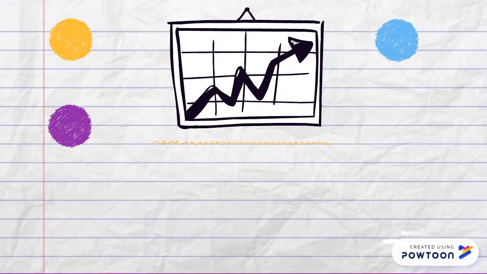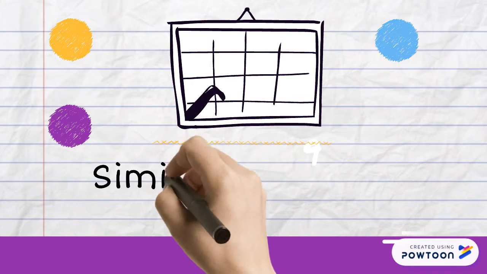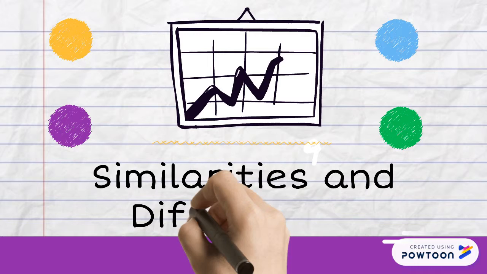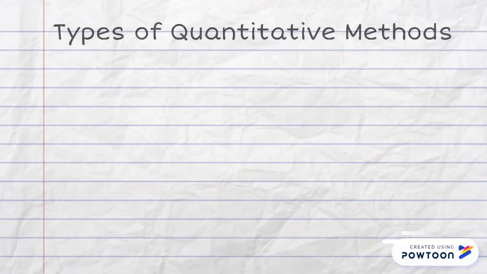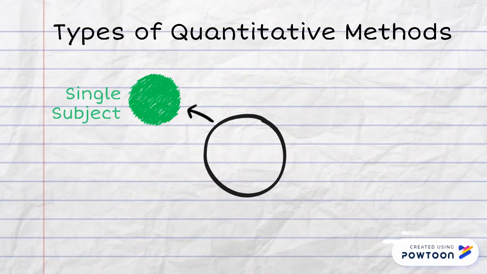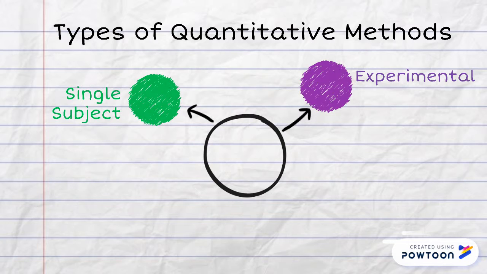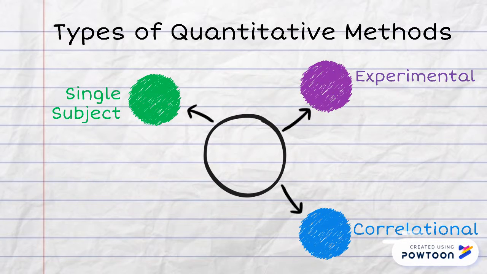Good evening. Today we will be exploring the similarities and differences of single-subject research design compared to other types of quantitative research design. The types of research design that we will compare with single-subject include experimental, correlational, and causal comparative design.